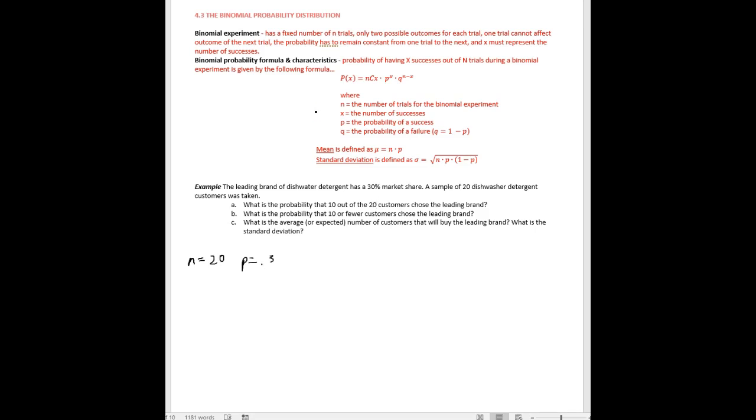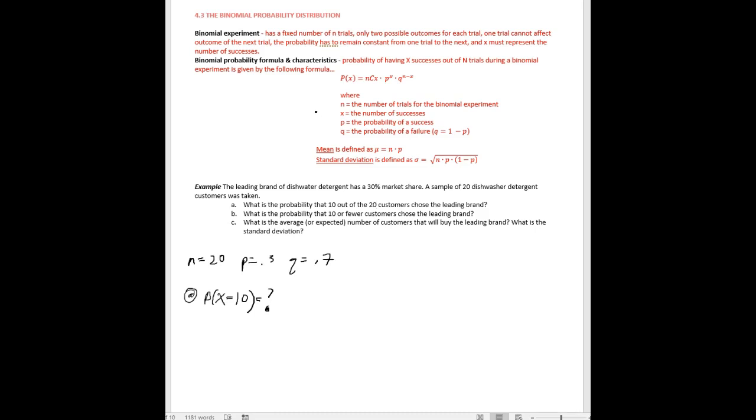So then what is Q? Well, we know that Q is just 1 minus P. So Q is just 0.7. Okay, so we have our n, we have our P, we have our Q, and X is going to just change with whatever problem we're trying to solve. So let's look at A. A is saying, what is the probability that 10 of the 20 customers choose the leading brand? So X would be 10, X being the number of successes. So this is just saying, what is the probability that X is equal to 10? That's what we're trying to answer.